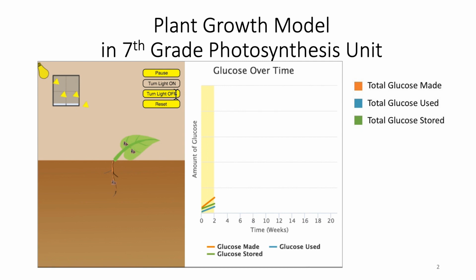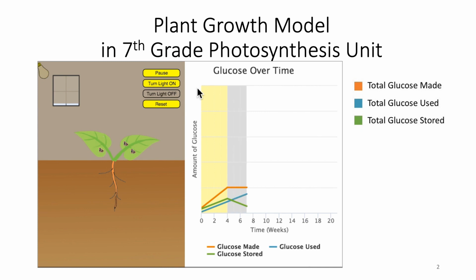This one shows how plants survive short periods of darkness. A cumulative graph shows the running total of glucose made and used, and the amount in storage. What is this model trying to teach us? Figuring that out involves thinking through how this model works.